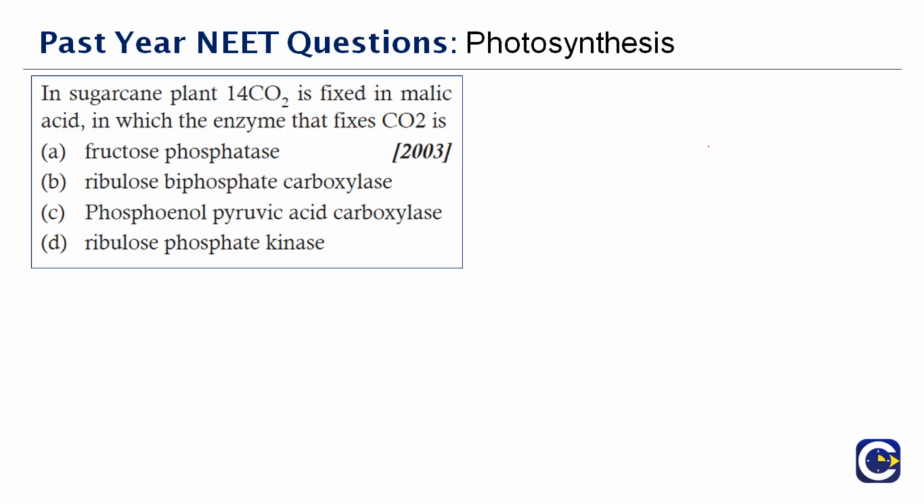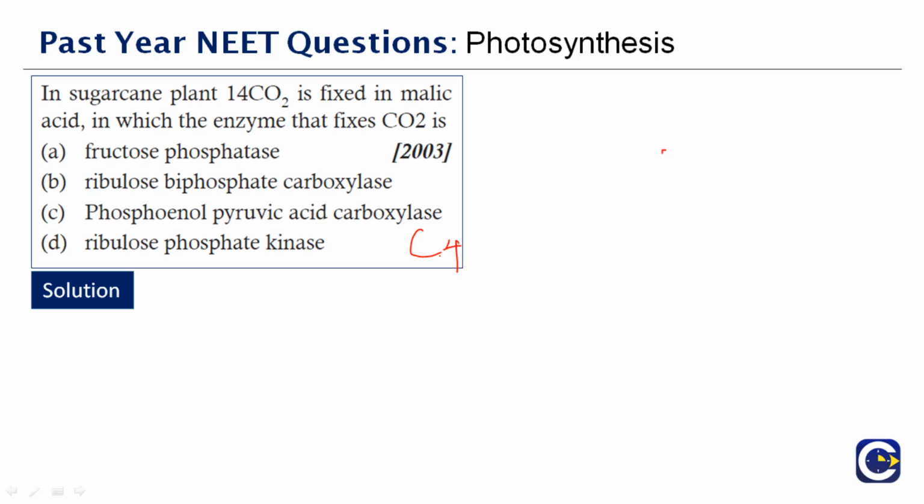Okay. Next question here. In sugarcane plant, 14 molecules of carbon dioxide are fixed in malic acid, in which the enzyme that fixes carbon dioxide is dash. They have given you a hint here. We all know sugarcane belongs to C4 plants, plants which have 4 carbon compounds, and of course it goes to the Calvin cycle. And apart from that, they are plants which can survive even in high temperatures.